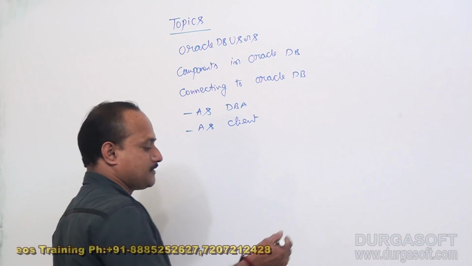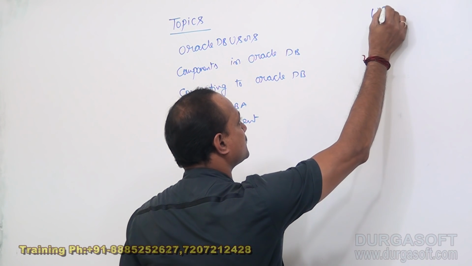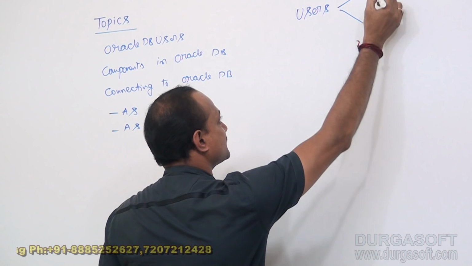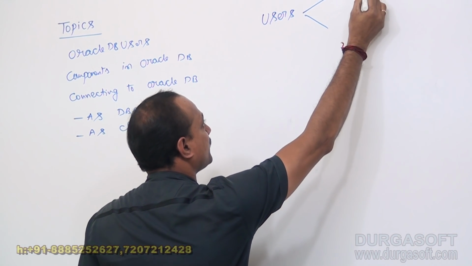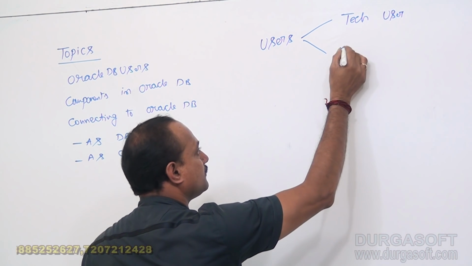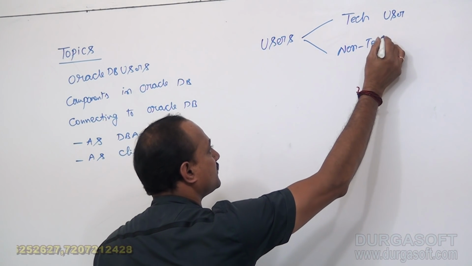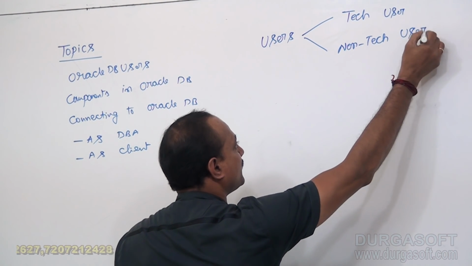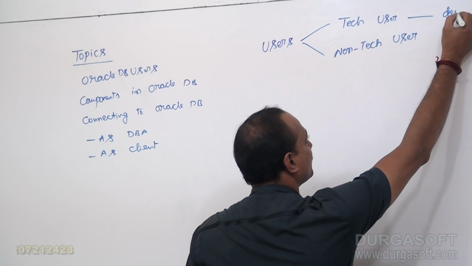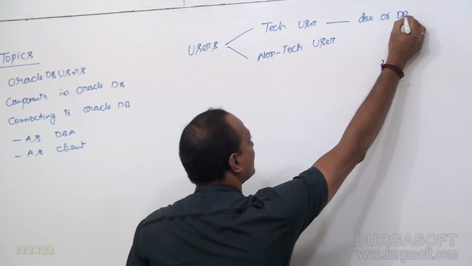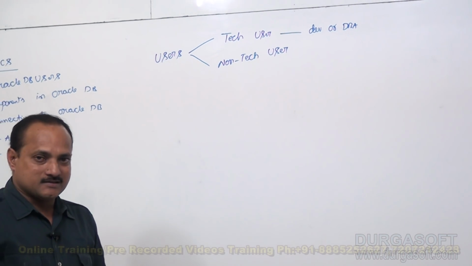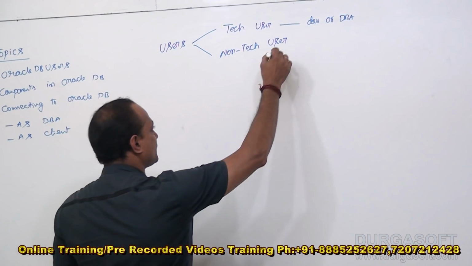Let us see. First, consider users. Generally, users are divided into two categories. Already in the last session we have discussed this: technical user and second one non-technical user. Technical user is nothing but either a developer or we can say DBA, Oracle SQL or PLSQL developer and database administrator.